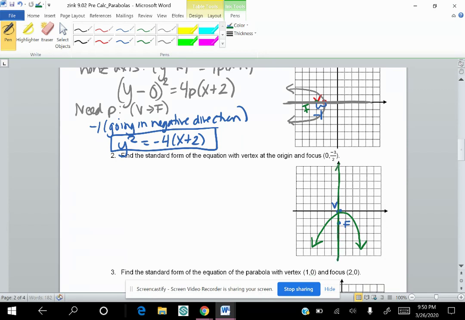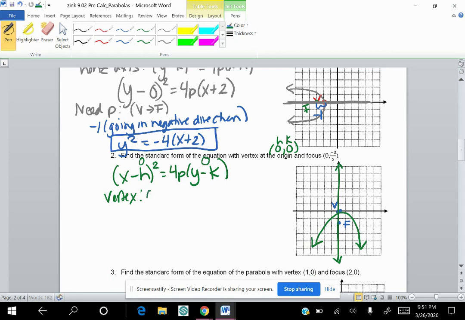Vertex and focus always on the same line. That line is your axis of symmetry. So we have a vertical axis of symmetry. Or think to yourself, I know the graph opens down. Whenever it opens up or down, x is squared. So I'm going to use my vertical axis formula, which is x minus h squared equals 4p times y minus k. I know the vertex is at the origin, so I know that my h and my k are going to be 0, 0.